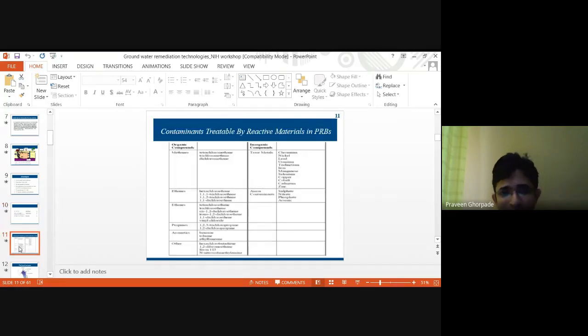Now, there are a number of other chemicals which can be treated using PRBs: methanes, ethanes, ethylenes, propanes, aromatic compounds. These can all be treated using PRBs.